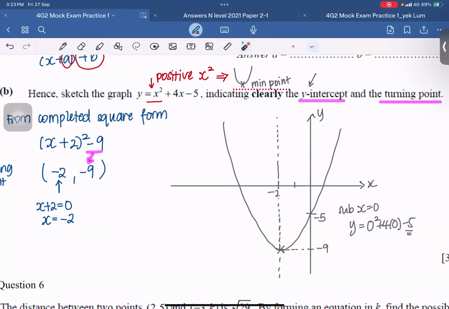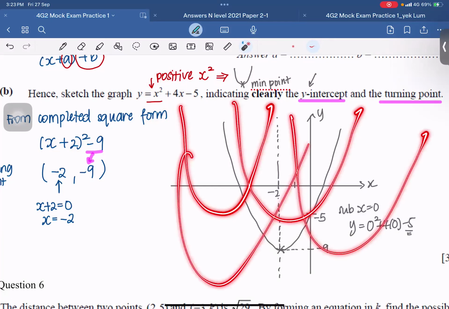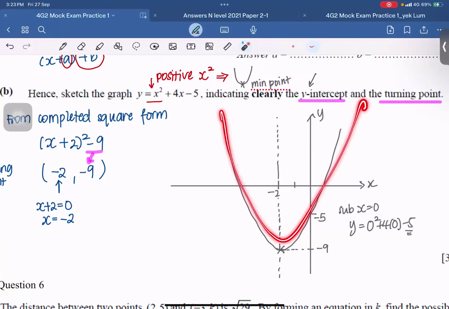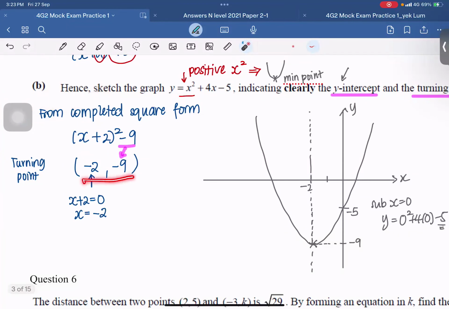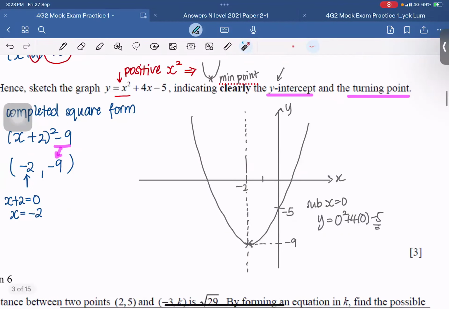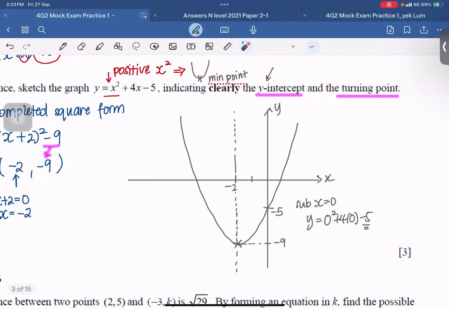So actually, I just need two things. When I see this is a happy face, do not care which position I draw. As long as I draw a happy face, immediately I get 1 mark. Next thing, from my completed square form, they say hence, right? I read my turning point correctly, so I make sure I draw the graph that passes through the turning point. Then I get my 2 marks. But since they add additional, they want the y-intercept, I find the y-intercept, I get 1 more mark. Like that, I'll get 3 marks.